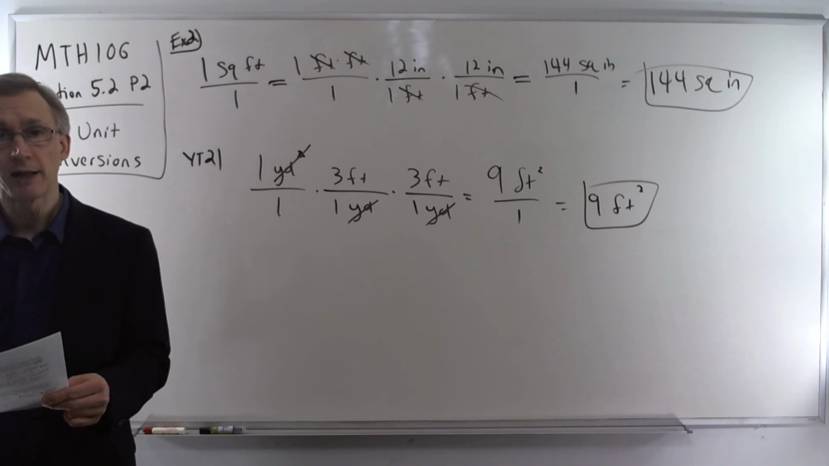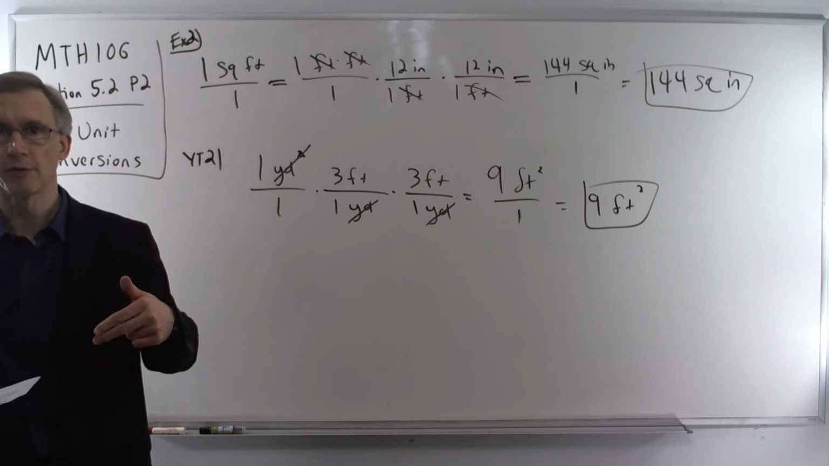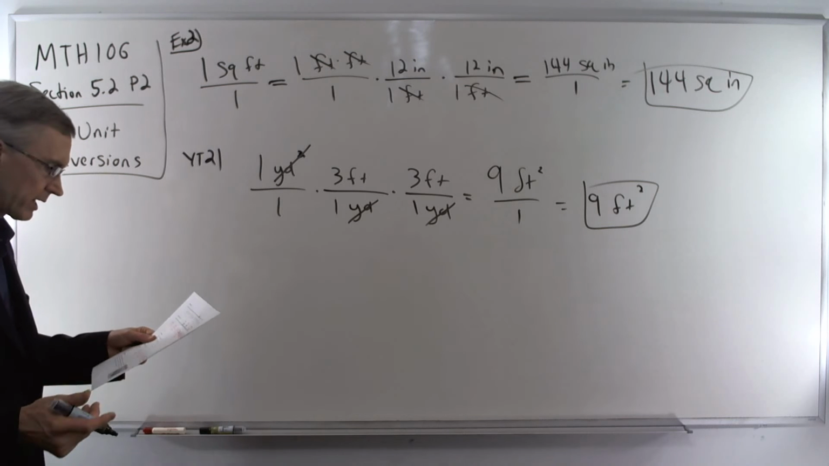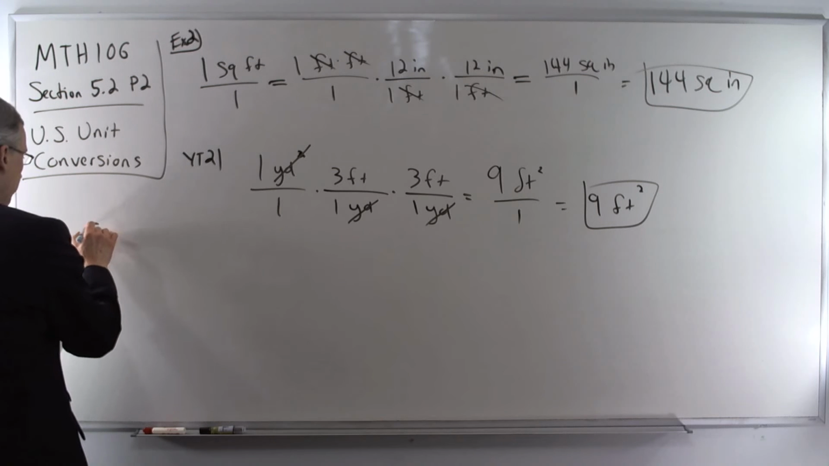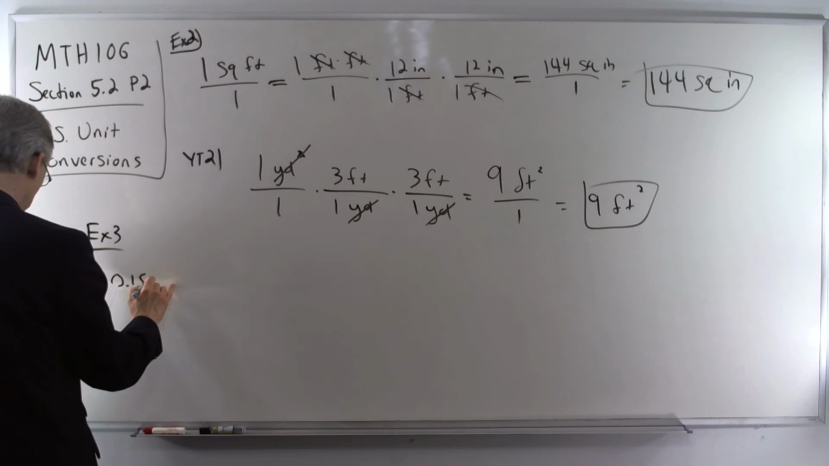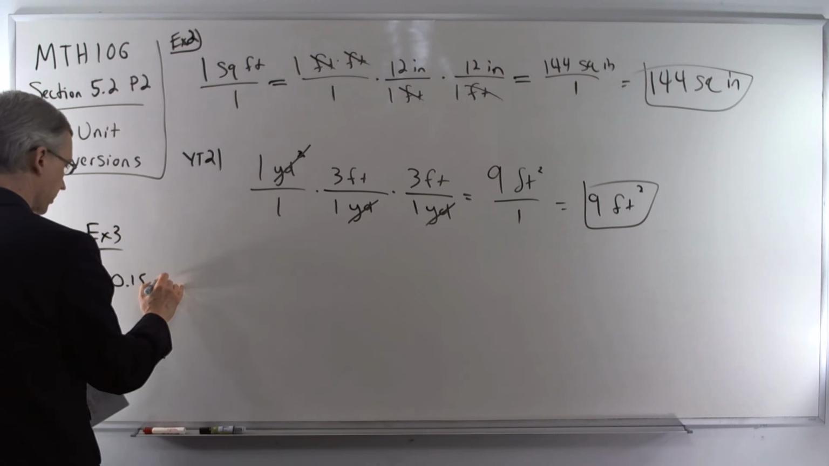But you don't have to do that. You can use the conversion factors from the table. This is just to show you where they come from. So next example, we're going to use something from the table now. Example 3, we're going to convert 0.15 square yards to square inches.